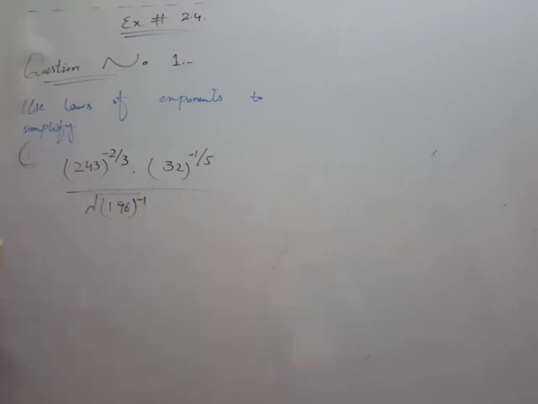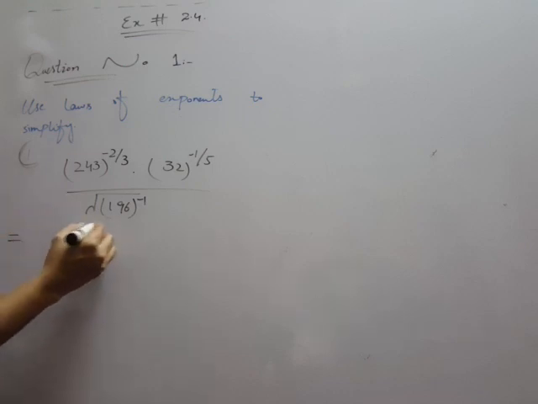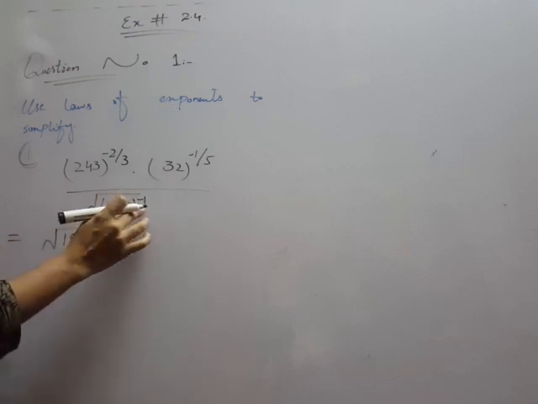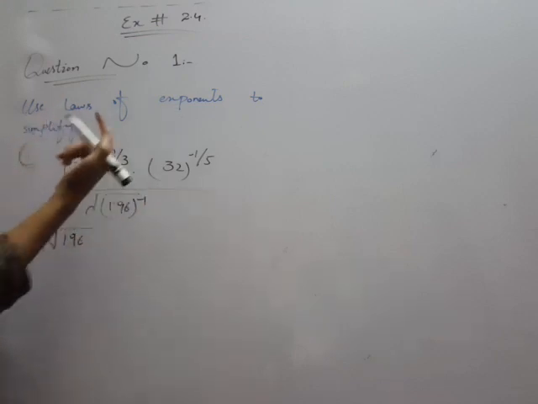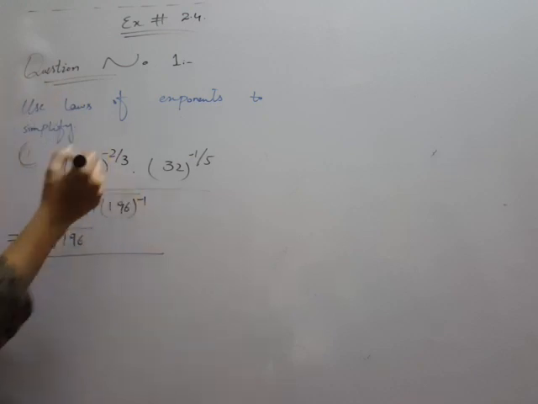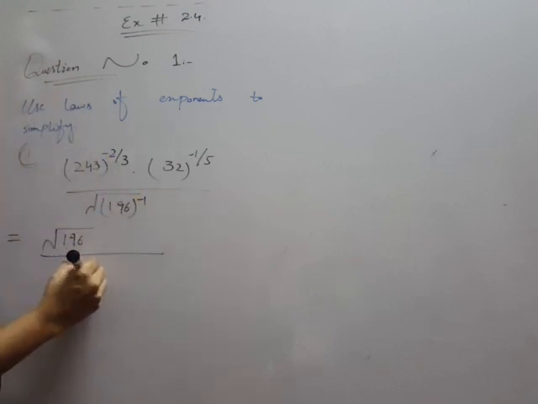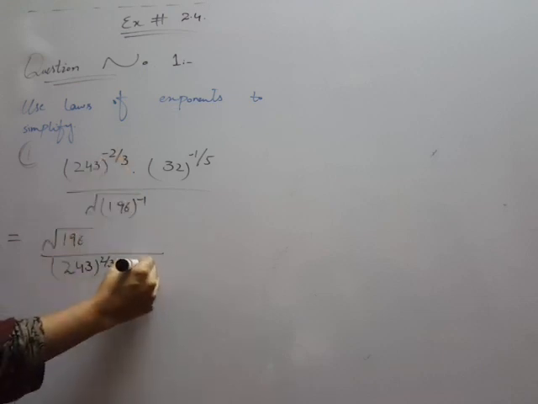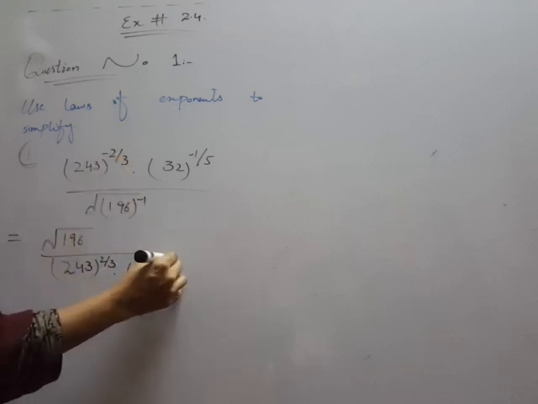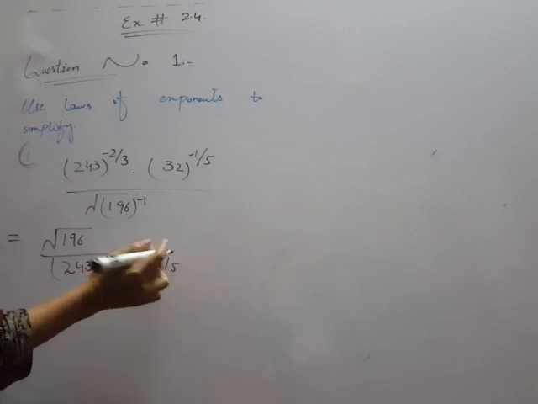First of all, we keep all the powers in positive terms. So we can write this as 196 square root, because this is minus in the denominator and I can write it positive in the numerator. And this will become 243 raised to power 2 by 3 and 32 raised to power 1 by 5.